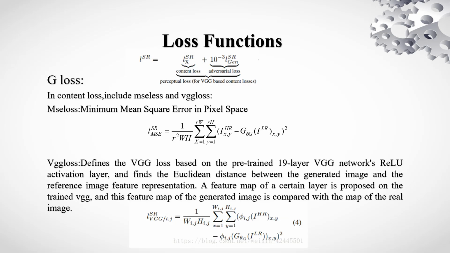And this is the main part of this paper. It mainly introduces the loss function. The generator's loss function contains content loss and adversarial loss. The content loss mainly includes MSE loss and VGG loss. MSE loss means minimum mean square error in pixel space, and VGG loss is the main part of this paper.